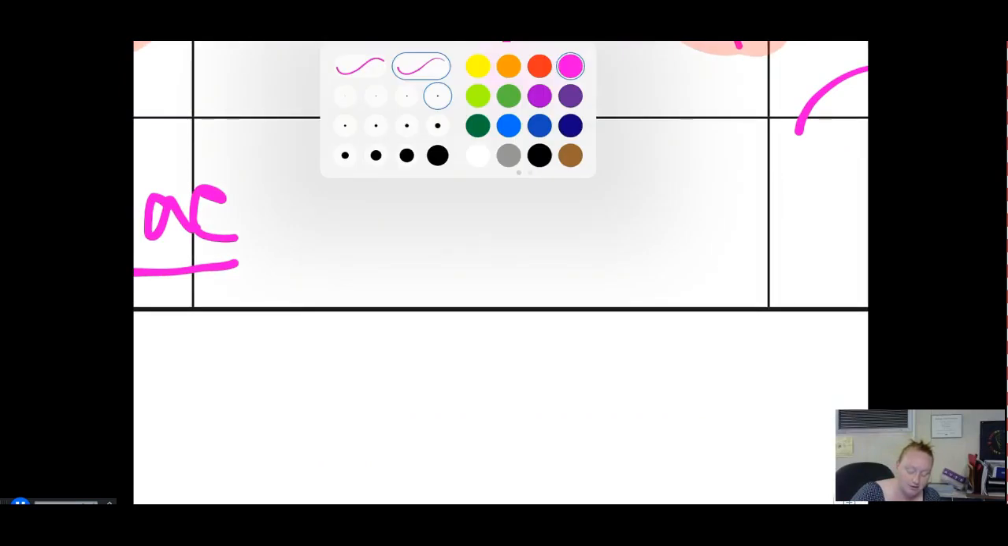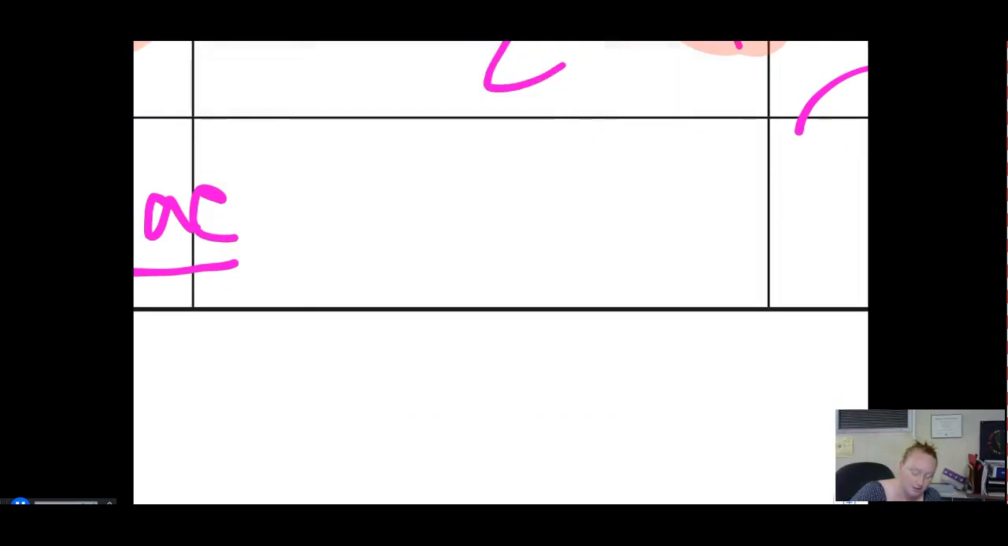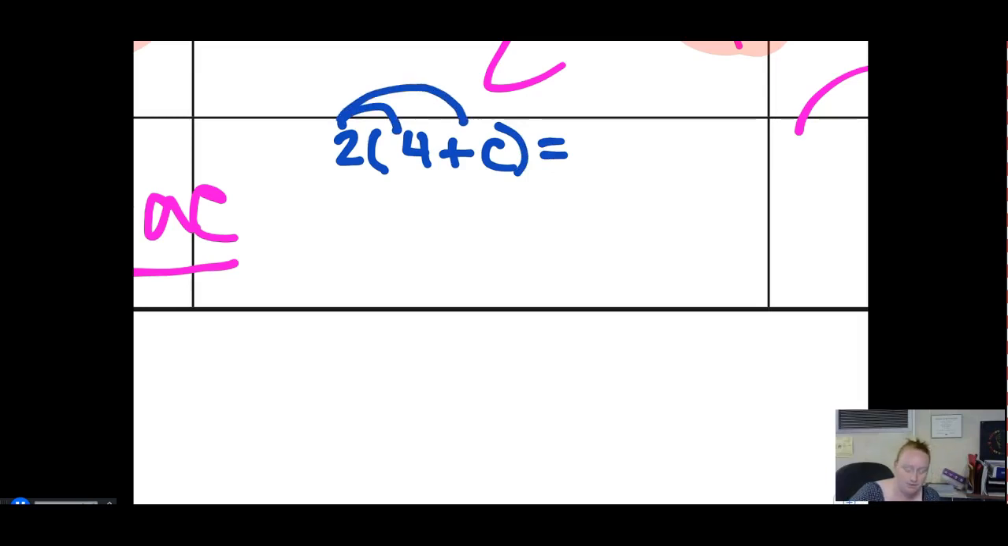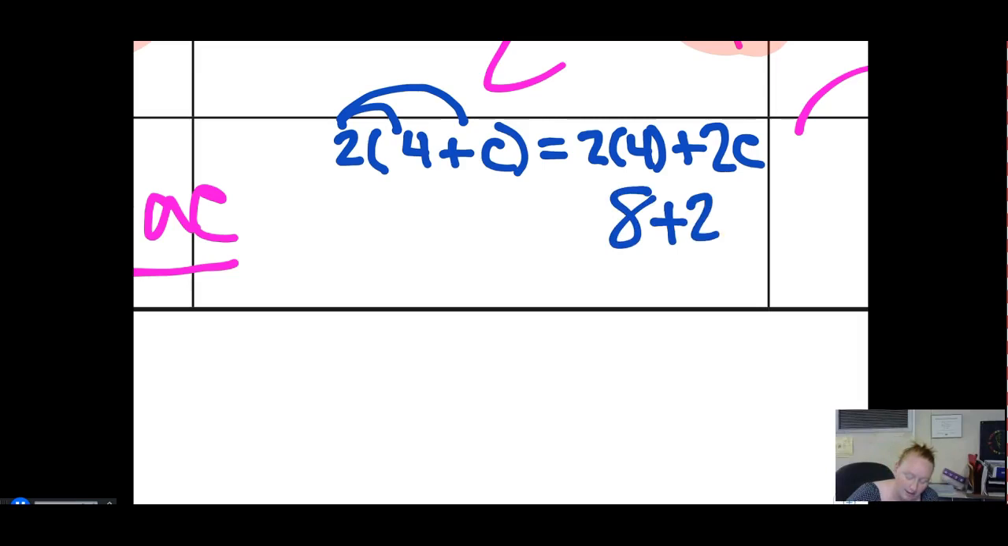So here's your number example, and I'm going to do this really close up because I want to make sure that you have all the steps, although there are some you can skip. So if I do 2 times 4 plus C equals, I rainbow. This makes 2 times 4 plus 2 times C. This step, some people skip, and they go straight to 8 plus 2C. So you might see some people skip right here that step. And they just say 2 times 4 in their head, and they go, oh, it's 8.